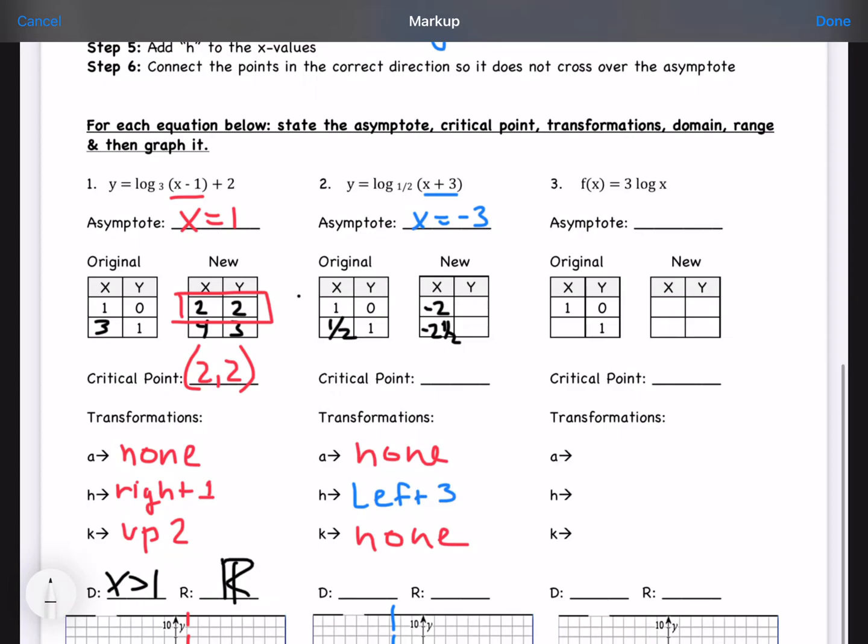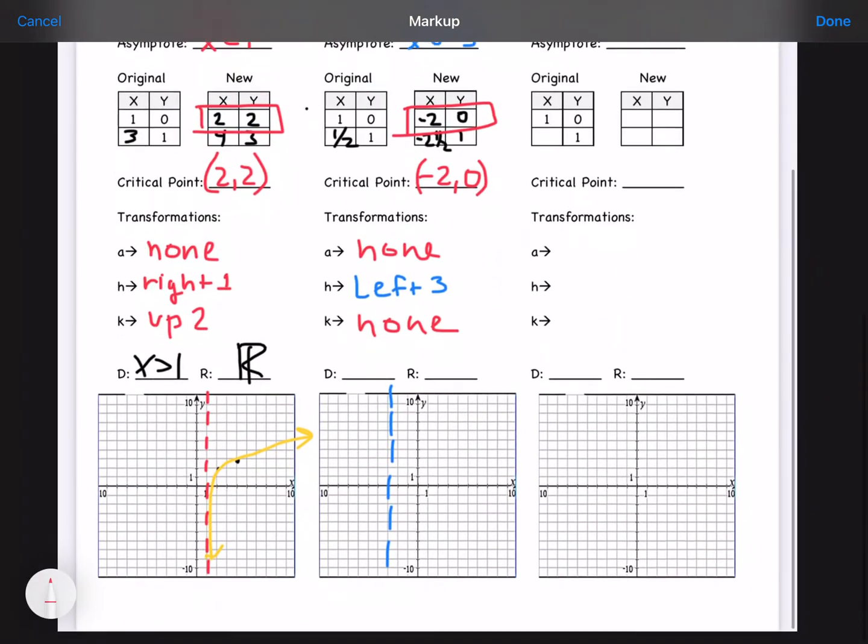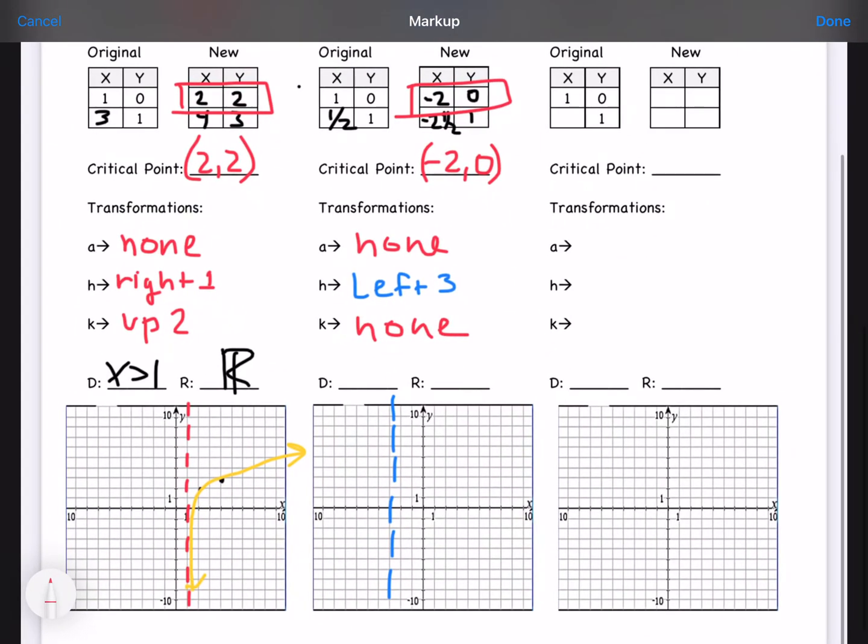And our y values are going to be unchanged because we have an a value of 1 and no k value. So it's multiplying by 1. So the y values stay exactly where they're at. And so that means our critical point is -2, 0. So we're going to plot -2, 0 and -2.5, 1 right there.